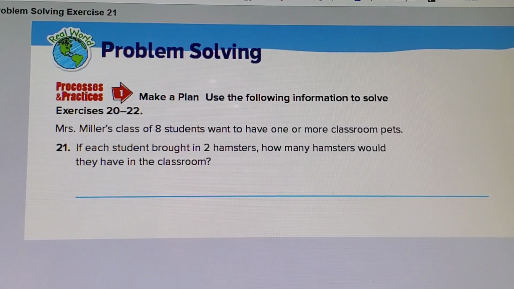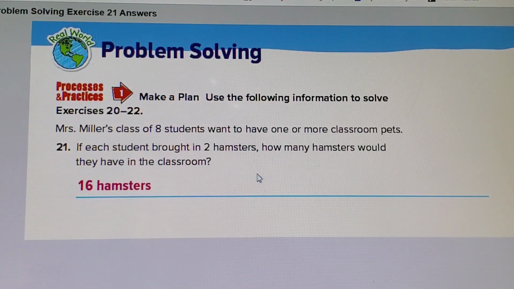Problem solving, processes and practices. Number 21. Mrs. Miller's class of 8 students want to have 1 or more classroom pets. If each student brought in 2 hamsters, how many hamsters would they have in the classroom? So start with how many students times how many hamsters equals total number of hamsters. Again, I'd prefer if you wrote 8 times 2 equals 16 hamsters.